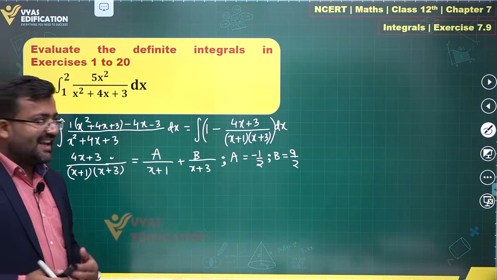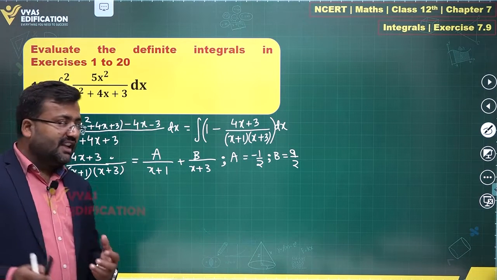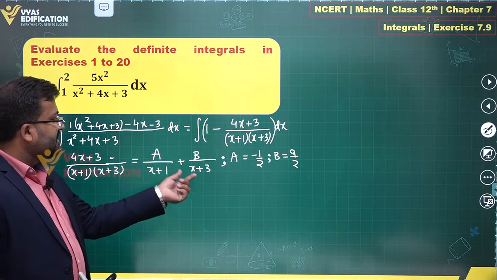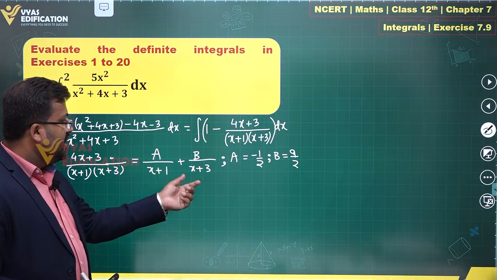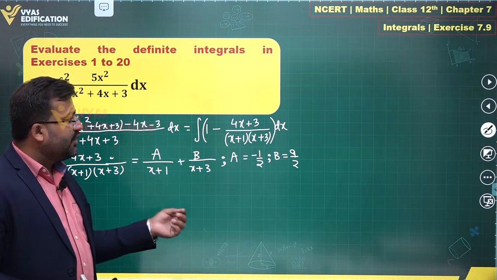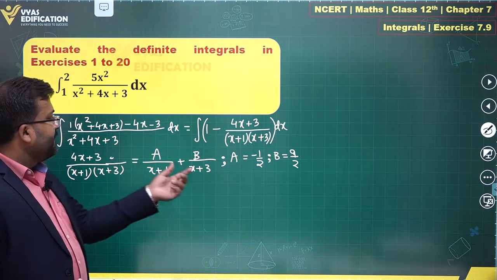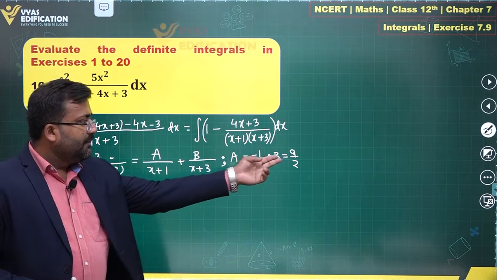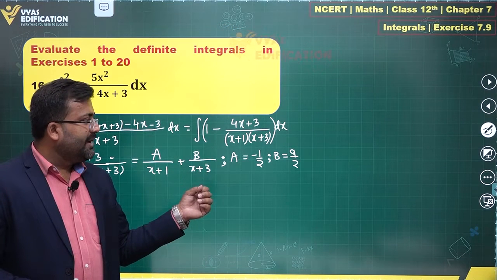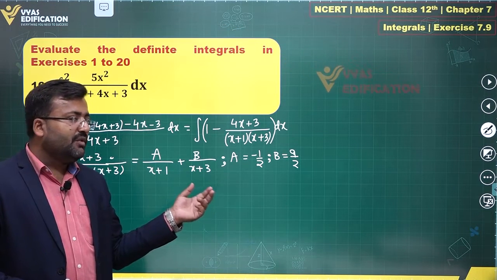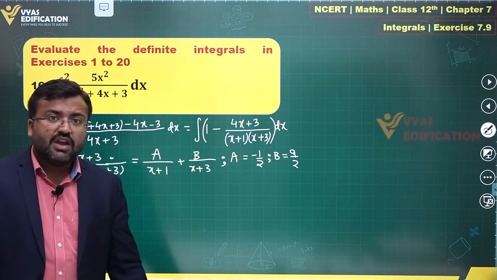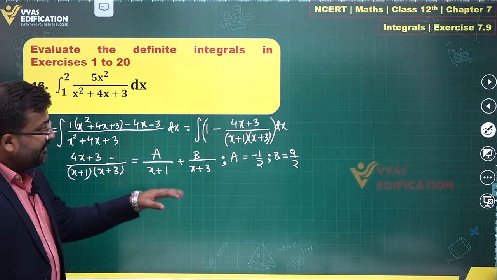If you want, we can check as well, or you can use another idea, which is comparing the numerators: a times x plus 3, b times x plus 1. So a plus b, x is what you'll get. 9 by 2 minus 1 by 2 is 8 by 2, which is 4x. Then 3a plus b: 9 by 2 minus 3 by 2 is 6 by 2, which is 3. Yes, that's okay. So values of a and b have been found.